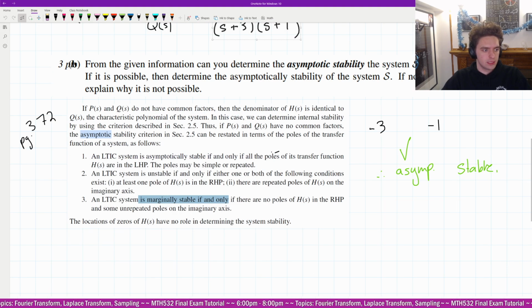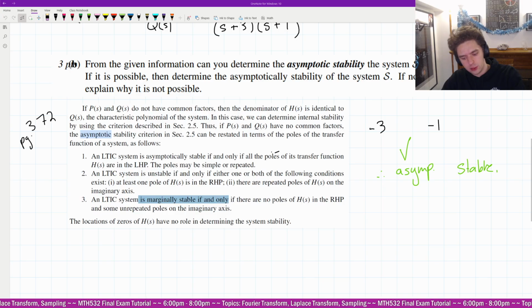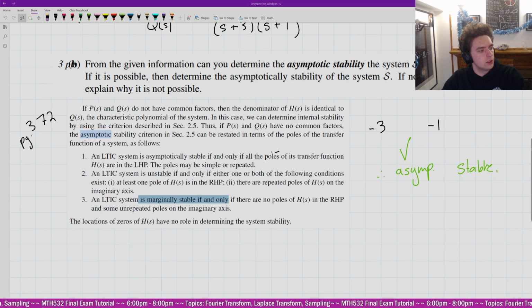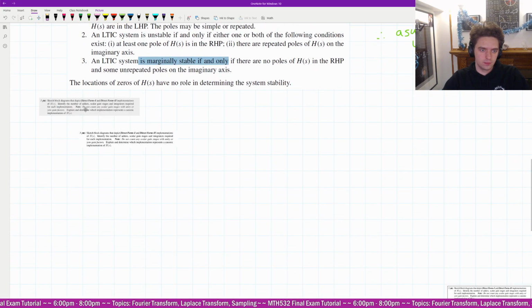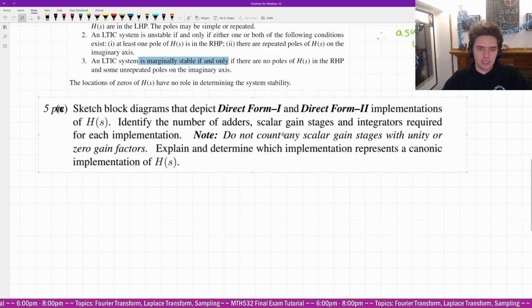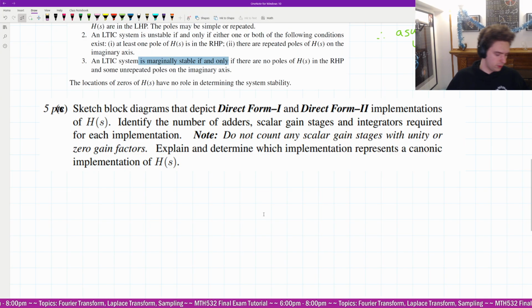Okay. So there's that question. Next, we want to make direct form 1 and direct form 2 of the system. Sketch block diagrams that depict direct form 1, direct form 2.